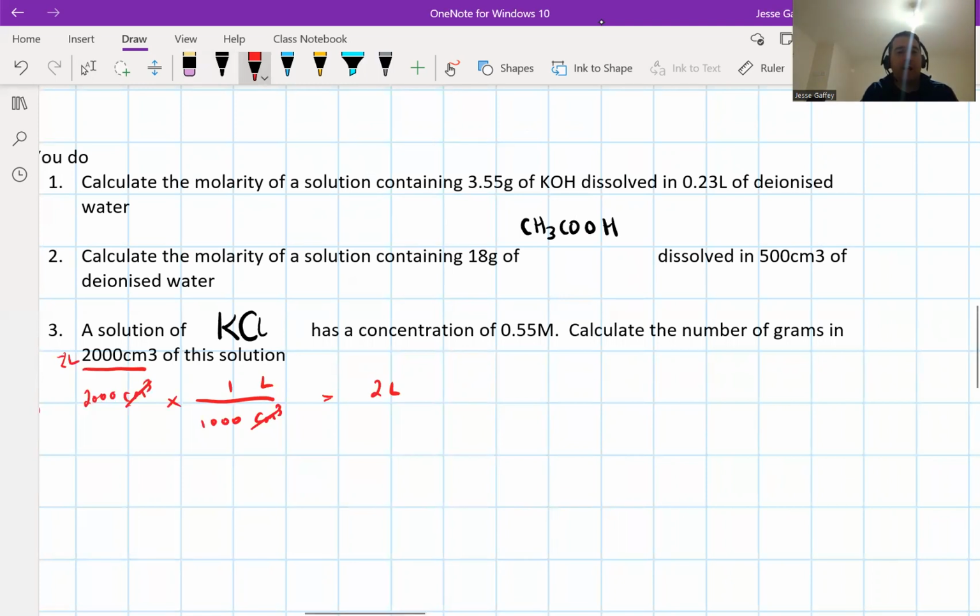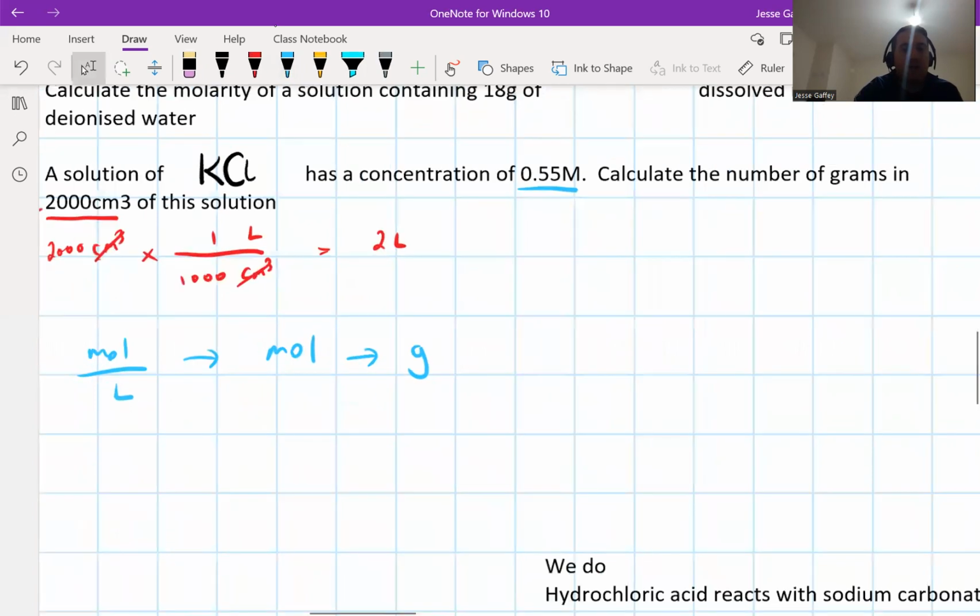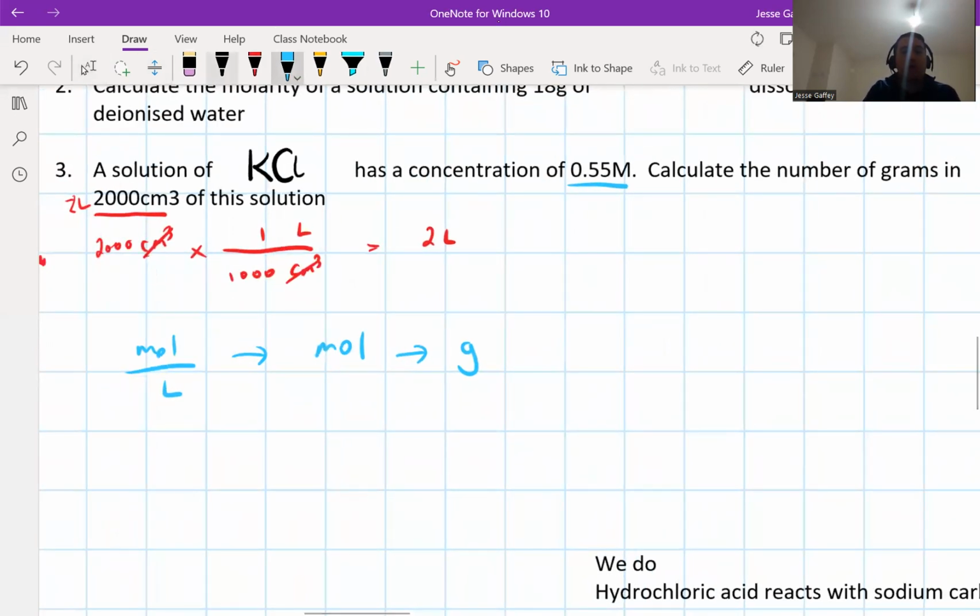All right, so planning out my question here, what do I want to go between? I have a concentration of 0.55 moles per liter. So I'm going to go from moles per liter to calculate the number of grams in 2,000 centimeters cubed. So first of all, before I can calculate the number of grams, I want to find the number of moles. So I'm going from moles per liter to moles in the 2 liters, just moles. And then I'm going to convert that to grams. All right, that's your plan. That's what I'm going to do. The substance is KCl. So working our way through this, this is what I'm going to do.